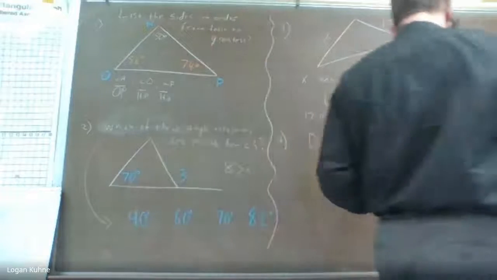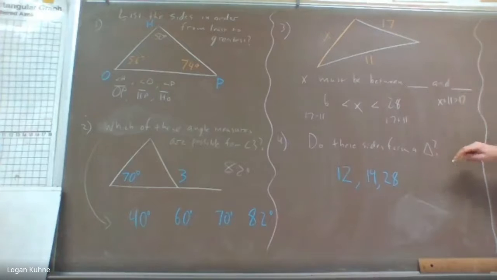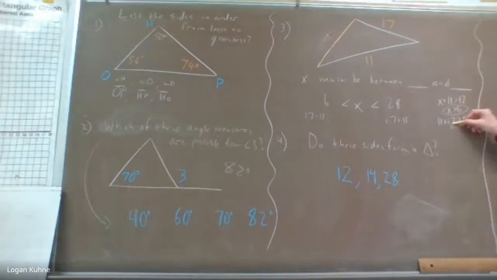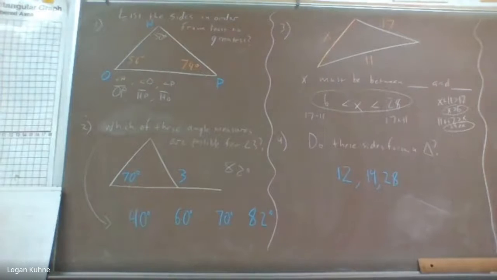X plus 11's got to be bigger than 17. And if I solve this, subtract 11 from both sides, I get X has got to be bigger than 6. 11 plus 17 has got to be bigger than X. Well, that's 28 greater than X. So you can write it this way. If you just write it like this and this, though, that's fine. That's true, as long as you have both of them. I'll accept both, okay? This is the way I like to do it because I'm a super nerd and don't want to write more than I have to.